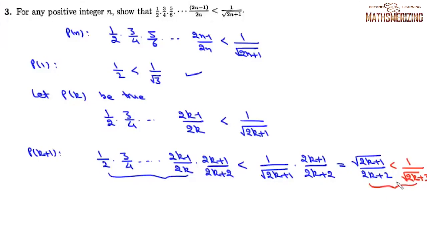So what we'll do is, we'll square it and we'll cross multiply. We can write 4k² + 8k + 3 is less than 4k² + 4 + 8k, which is true for all k. That means this statement Pk+1 is true. So from mathematical induction, we can say that this result is true for all positive integer n.